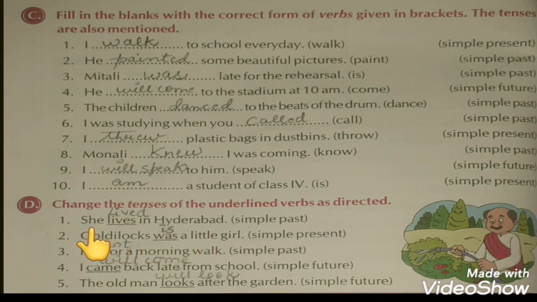Change the tenses of the underlined verbs as directed. She lives in Hyderabad. Here we have to change to past tense. So lives का past tense क्या होगा, it is lived. Goldilocks was a little girl. Here was is the past tense and we have to change to present. So at the place of was we put is. I go for a morning walk. Go means present में है but we have to change to past. So here we use went as a past form. Like this you have to do on your own.